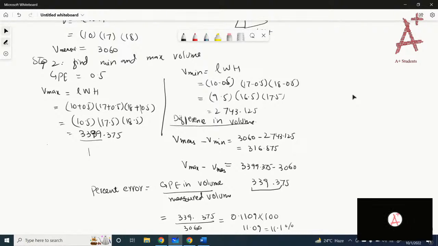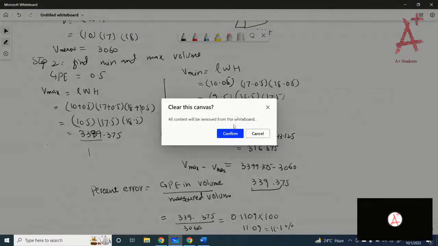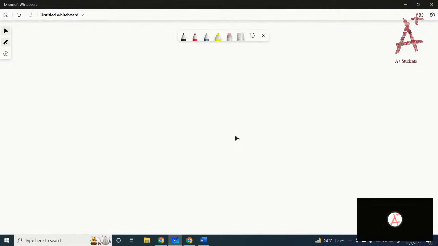Got it? Okay, let's do another example because it's a bit of a long method, so we are going to do one example on the board so that we can move on to the next lesson. Okay, the next question is a rectangle. We are given a rectangle that is 3 centimeters by 19 centimeters. What is the percent error in its calculated area? So we have to find the percent error in the calculated area.